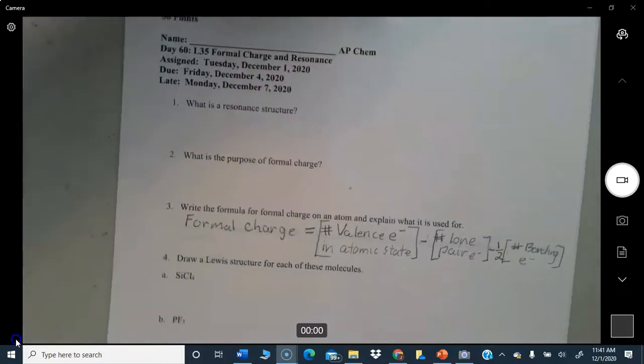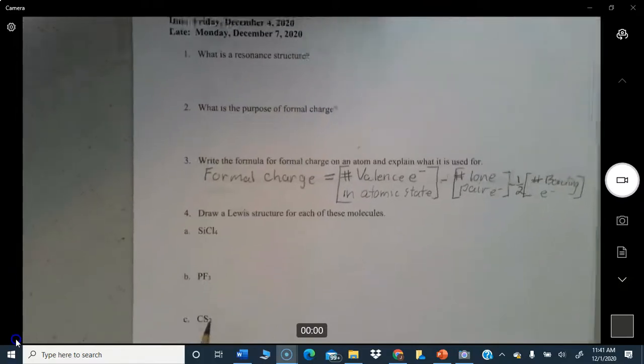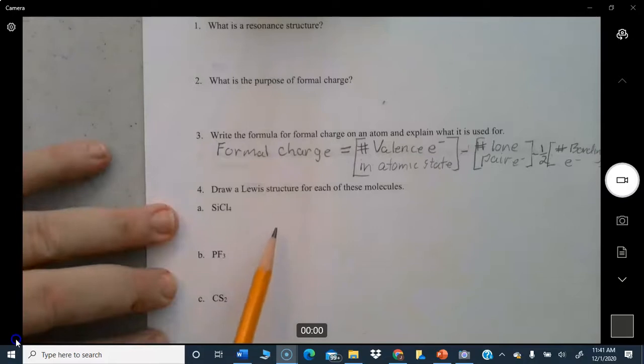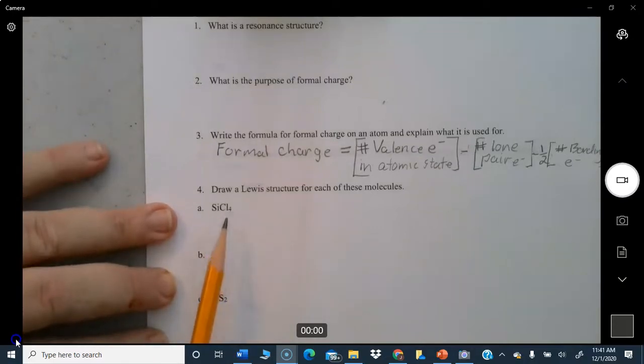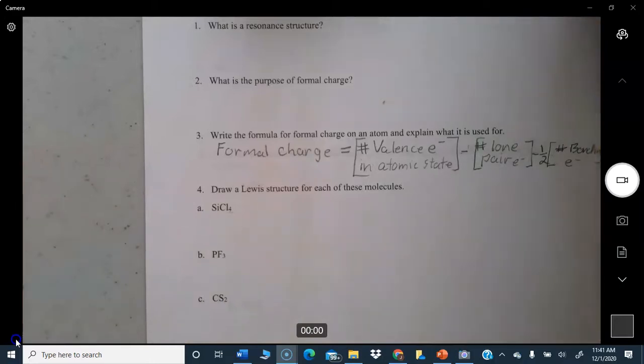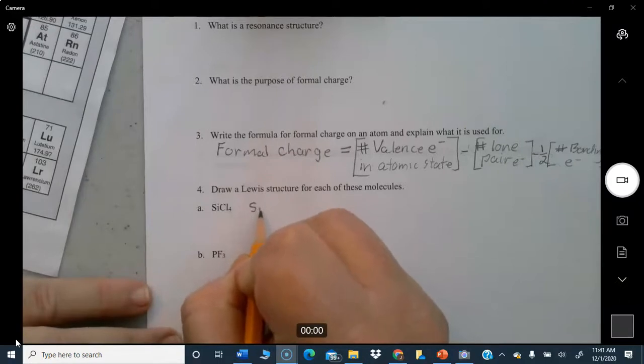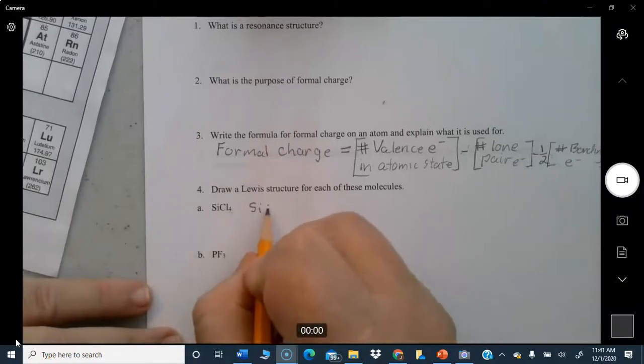All right, so let's go ahead. We're asked to just draw a few Lewis structures here. So let's go ahead and do that. So we have silicon tetrachloride here. All right, so this is what you did in yesterday's assignment. So I'm going to count the number of valence electrons.